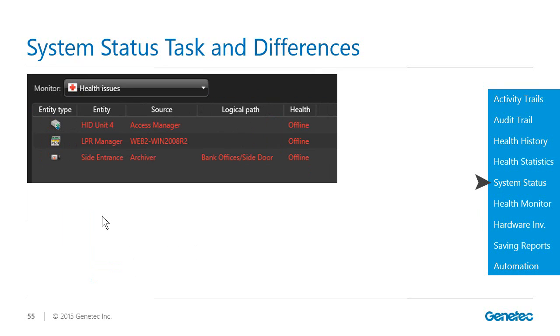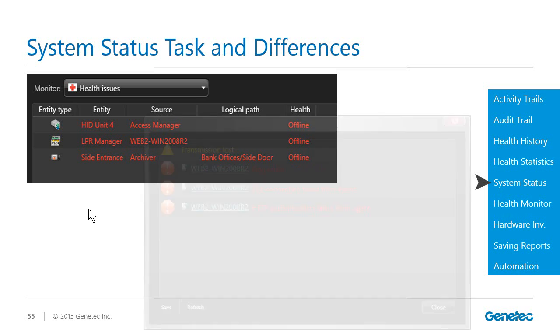Now, where this task is really useful is when we select the health issues to monitor. This is going to show all the units that are currently having a health issue, making it very easy to find any problems on the system at the current moment. For example, on our system, we can see that we're having a problem with one of the access controllers here, with the LPR manager role, and with one of the cameras here as well.